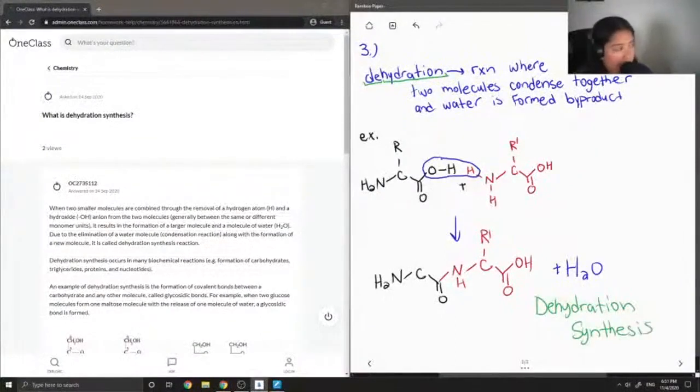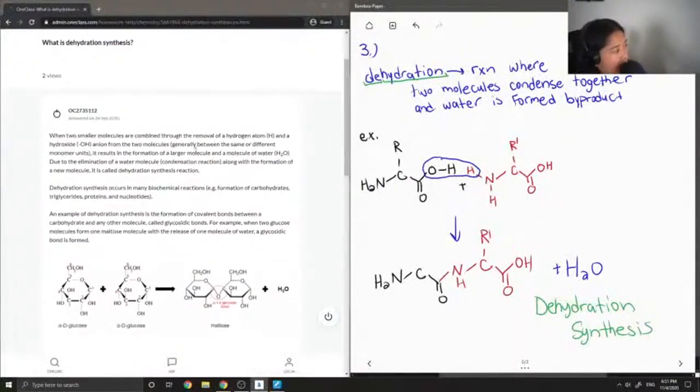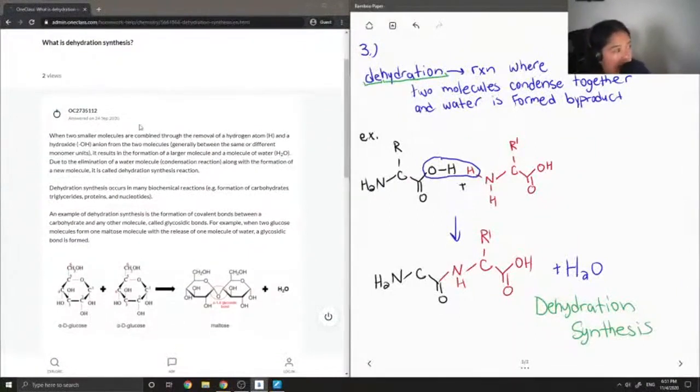So let's see the answer from our junior tutor. When two smaller molecules are combined through the removal of a hydrogen atom and a hydroxide anion from the two molecules, generally between the same or different monomer units, it results in the formation of a larger molecule and a molecule of water. Due to the elimination of a water molecule, which is also known as a condensation reaction, along with the formation of a new molecule, it is called a dehydration synthesis reaction.